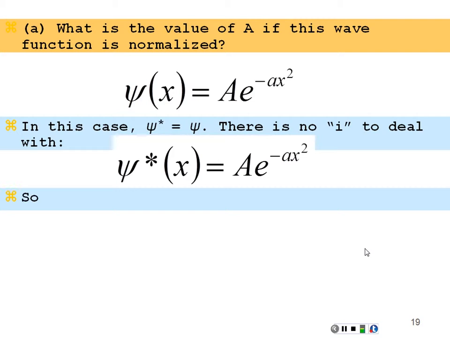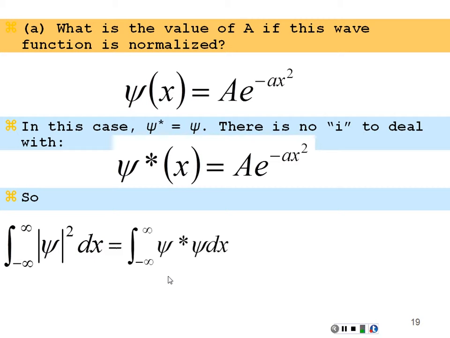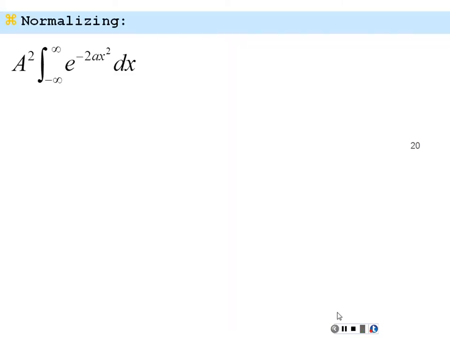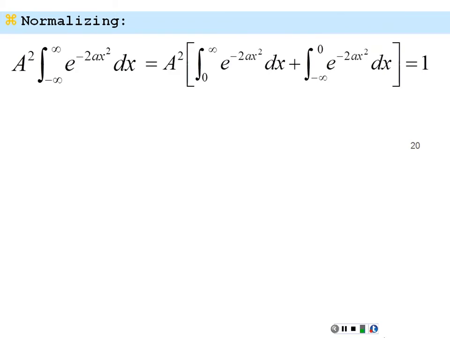If we were to normalize this, we would integrate psi squared dx from negative infinity to infinity and set that equal to 1. This is going to be equal to the complex conjugate times the wave function dx, which will be A squared e to the negative 2a x squared dx, integrated from negative infinity to infinity, and we want to set this equal to 1. Let's separate this integral: we have 0 to infinity of e to the negative 2a x squared dx plus negative infinity to 0 of e to the negative 2a x squared dx. We're just separating the integral.